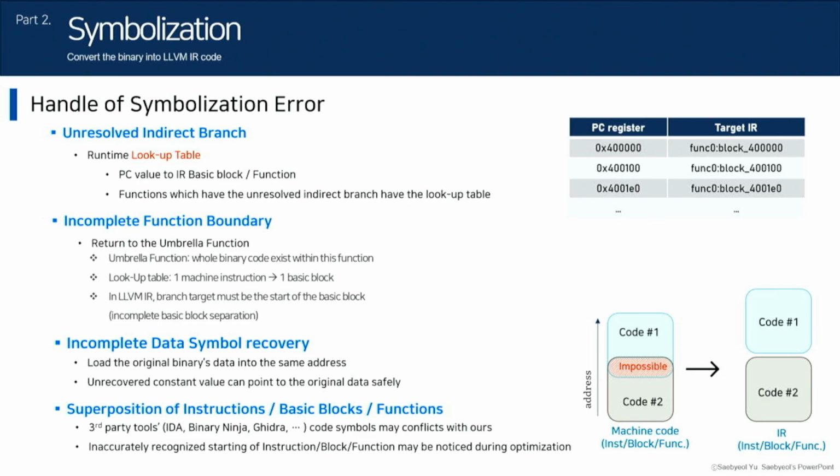A second issue arises with incomplete function boundary recognition. In the presence of unidentified functions that might be called at runtime by indirect call instructions, we've created an umbrella function. This function encapsulates all the binary file code inside it.